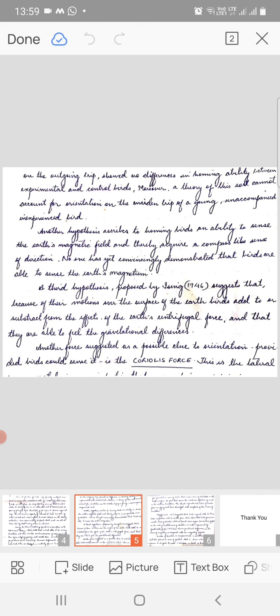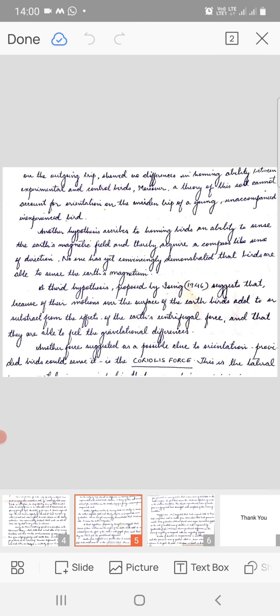Another hypothesis ascribes to homing birds an ability to sense the Earth's magnetic field and thereby acquire a compass-like sense of direction. No one has yet convincingly demonstrated that birds are able to sense the Earth's magnetism. A third hypothesis, proposed by Ising, 1946, suggests that because of their motions over the surface of the Earth, birds add to or subtract from the effects of the Earth's centrifugal force and that they are able to feel the gravitational differences. Another force suggested as a possible clue to orientation, provided birds could sense it, is the Coriolis force.